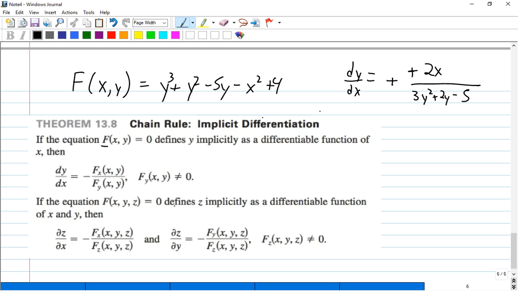Now, if you have 3 variables, then you need to use these bottom formulas. Depends on whether you want to take the partial derivative of z with respect to x or the partial derivative of z with respect to y as to which formula you use. And that's actually the end of this section. So that's where we're going to stop.